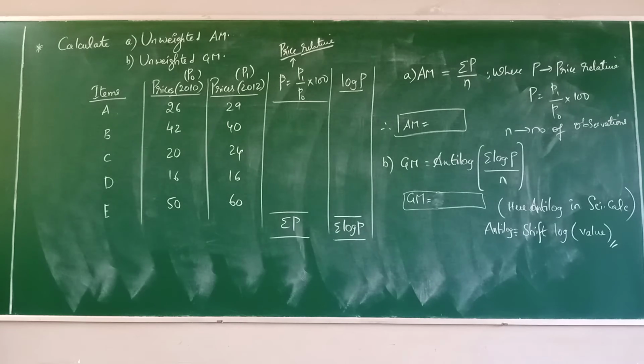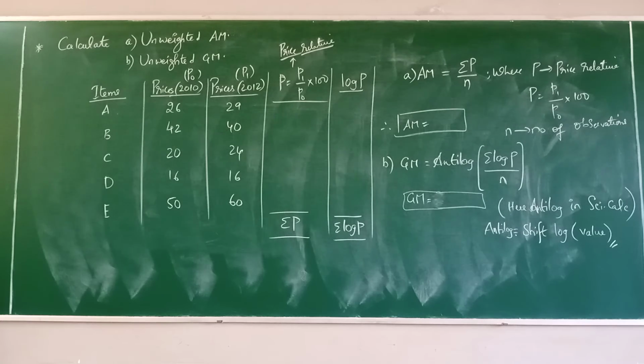After calculating that, substitute in the given formula, which is geometric mean equals anti-log of summation log P by N. First, within the bracket term you complete it, that is summation log P by number of observations, 5. You will be getting one value. Now anti-log of that value, how to calculate from your scientific calculator? I have written, see there, shift log and then the value. Shift log will become anti-log.